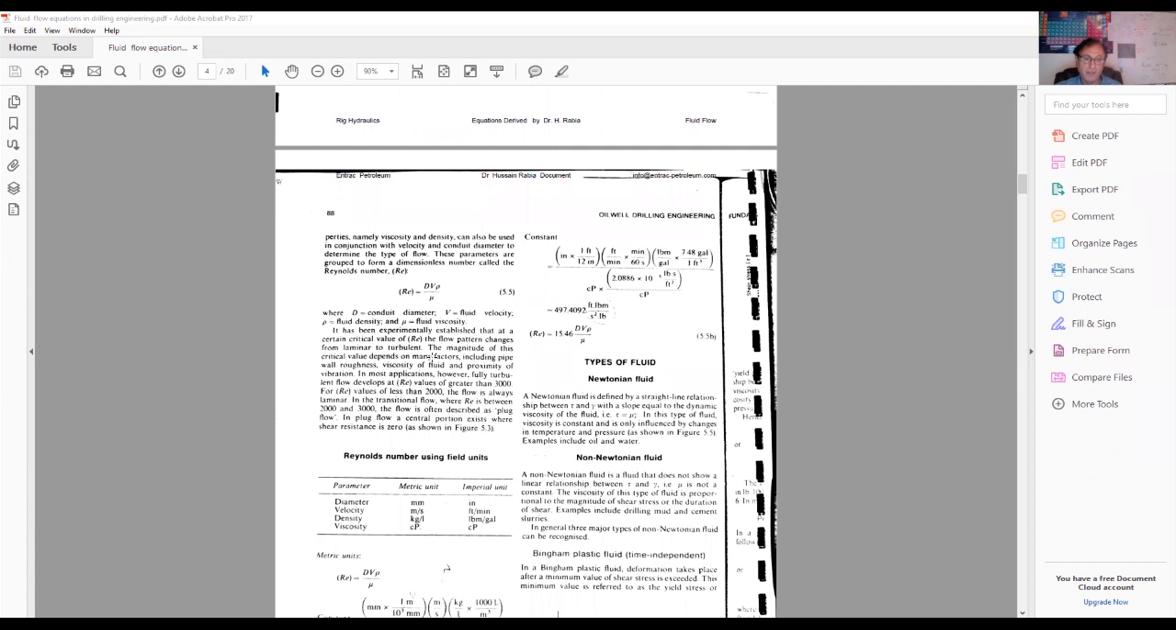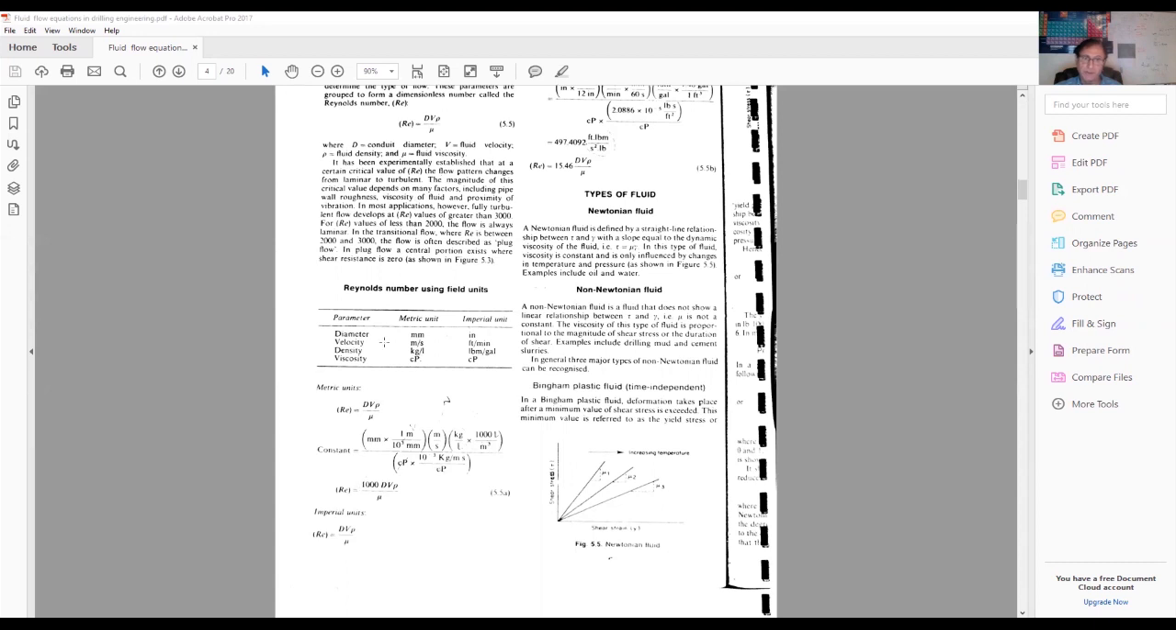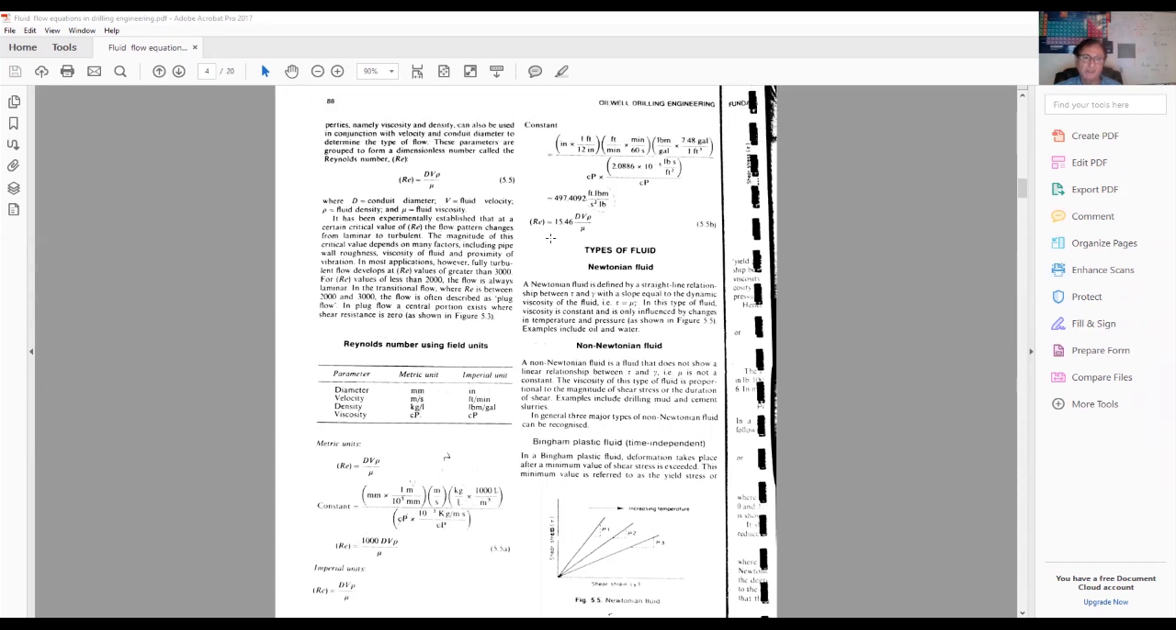And here I show how we converted the Reynolds number into the field units, because obviously this is consistent units. In other words, let's use the pure metric system, and we need to convert it to all field units. So by going through all this simple manipulation, you end up with Reynolds number equals 15.46 diameter, velocity, density over viscosity. So that's very important to remember how this came about.